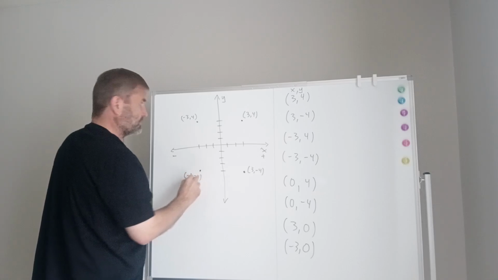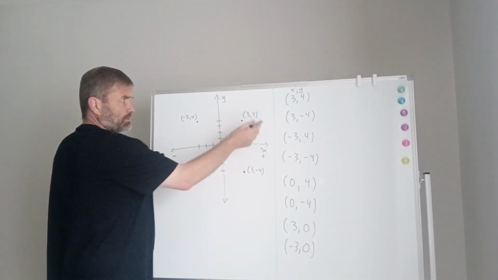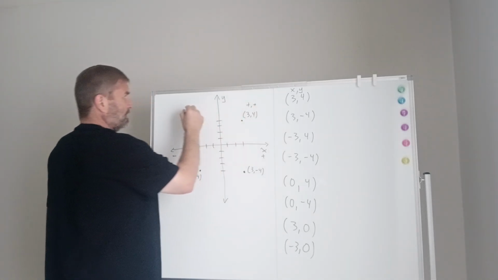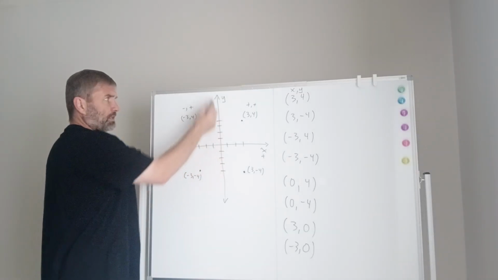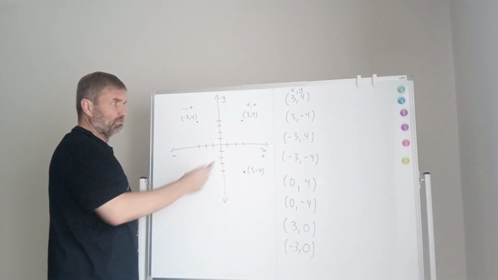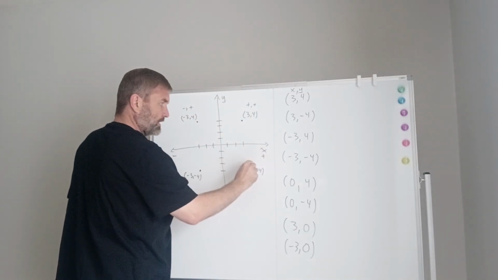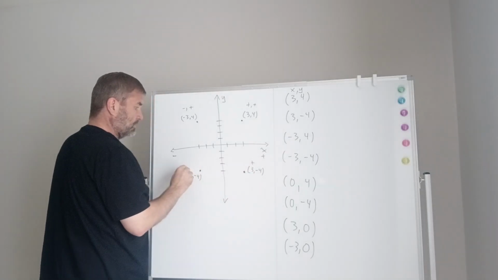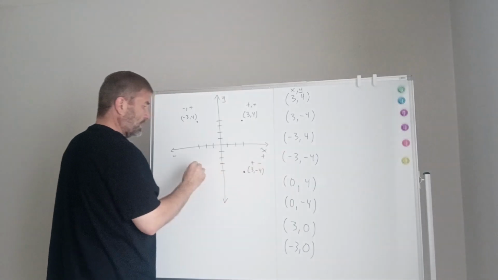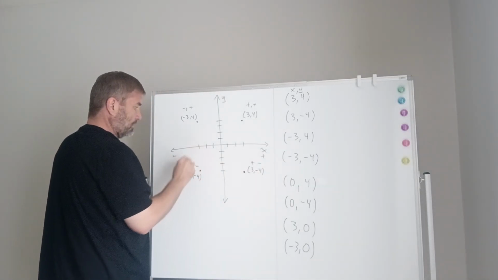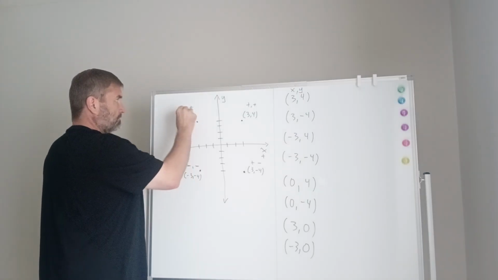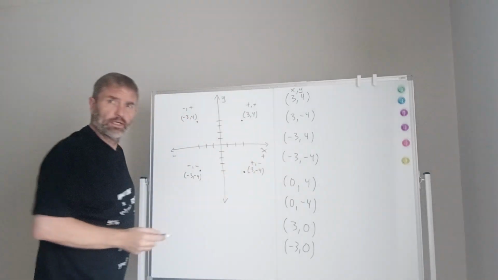You have 4 quadrants. The combinations of the signs are positive, positive. This is negative, positive. So anything up, y is positive. Anything right, you'll notice your x is positive. Anything down, your y is negative. And anything to the left, your x is negative. So that's how we're dealing with the signs.